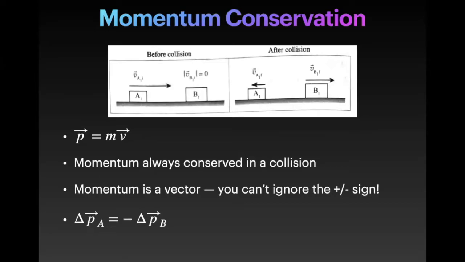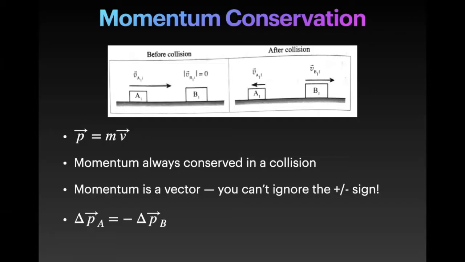Momentum is always conserved in a collision as long as there's no force from outside the system. If you get to the final part of the worksheet today, there will be a point where some friction is involved, and that will change things.